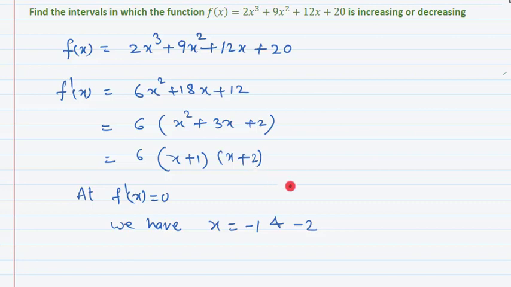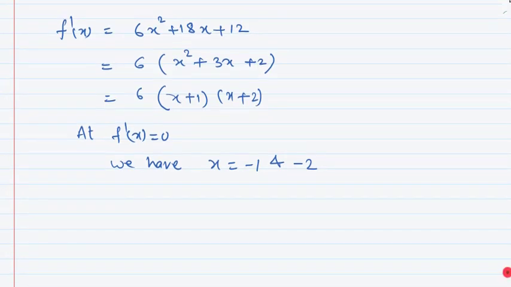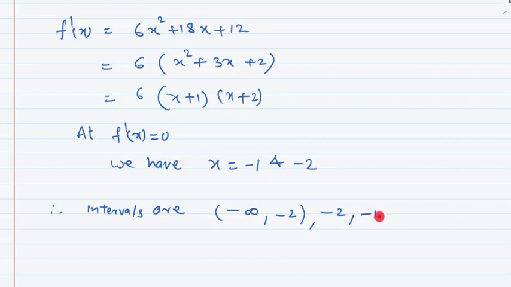Now the next step is to calculate intervals. Therefore, intervals are, we will take these in increasing order, so that we have minus infinity to minus 2 as the first interval, then minus 2 to minus 1 as the second interval, and minus 1 to infinity as the third interval. So these are the intervals.